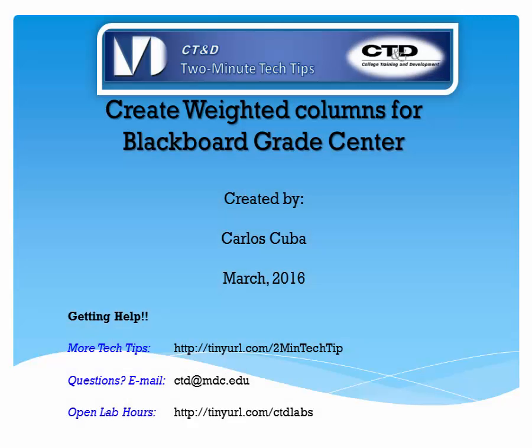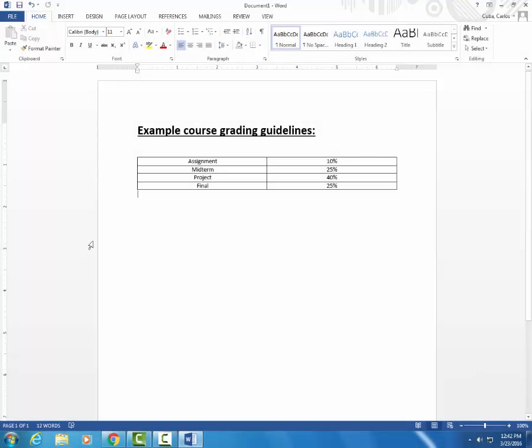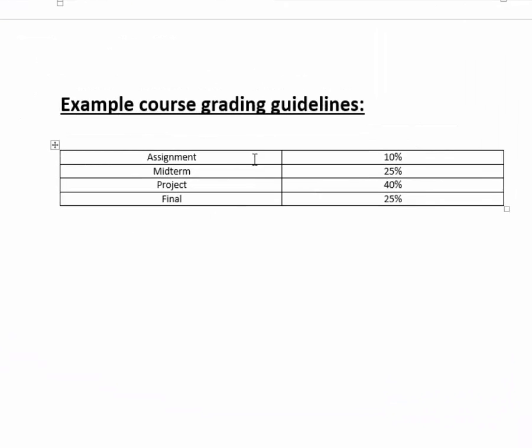My name is Carlos. Today we are going to talk about how to create weighted columns for a grade center in Blackboard. First, let's assume we have a rather simple grading guideline. This we can use, as we see, 4 different things: assignment, 10%, midterm, 25%, project, 40%, and final, 25%.